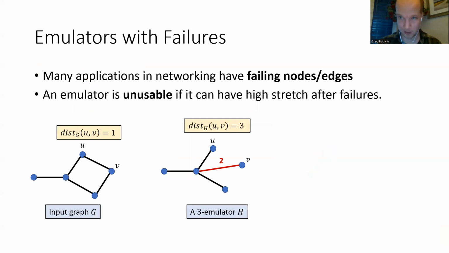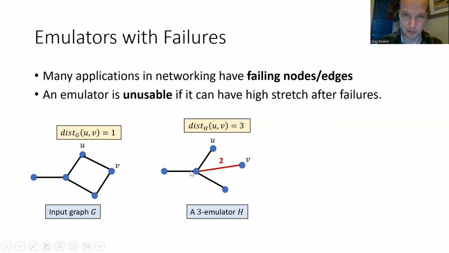One thing about networking applications is that parts can fail. It's very common for nodes or edges to go down temporarily and need repair, and everything else still has to run smoothly around them. This introduces an additional constraint in applications, which is that an emulator can be unusable if these failures could completely destroy its stretch properties. Let me give you an example to say what I mean.